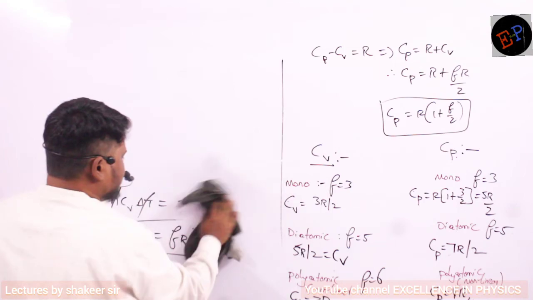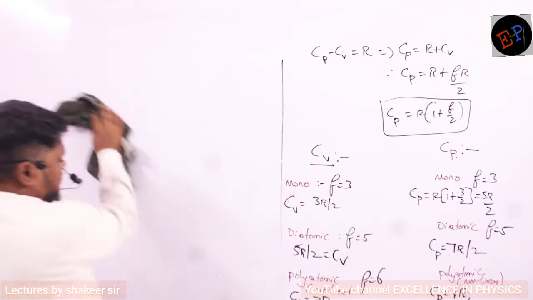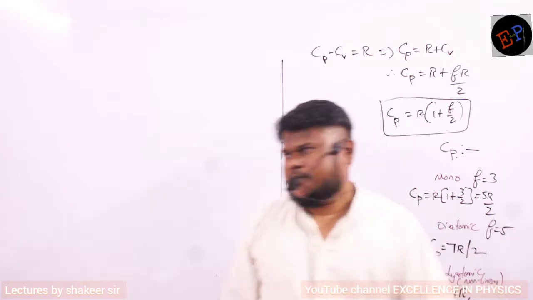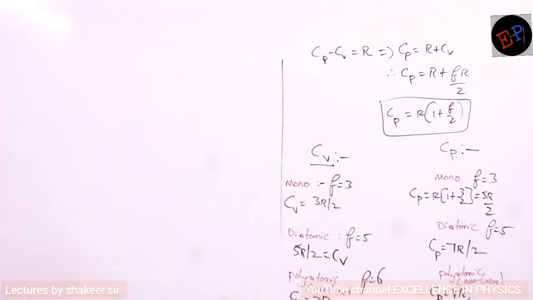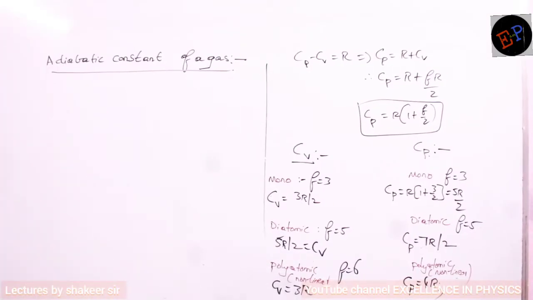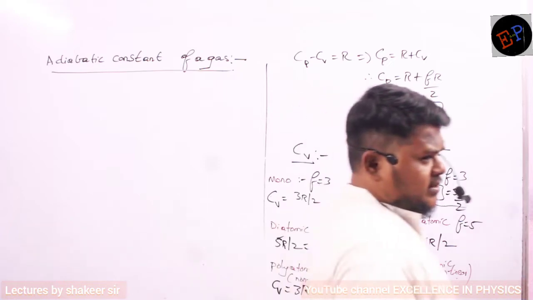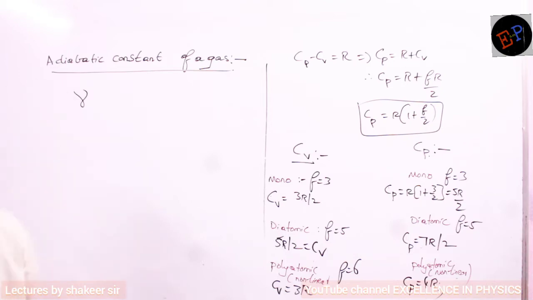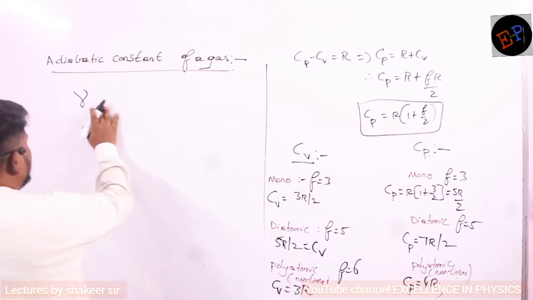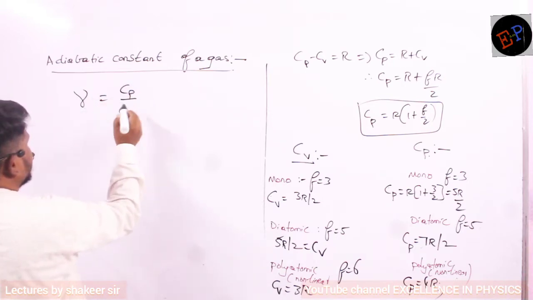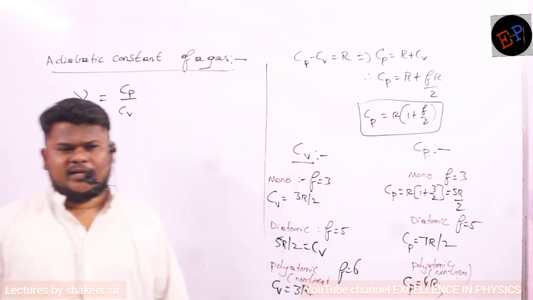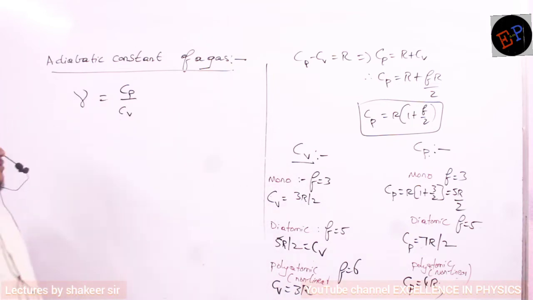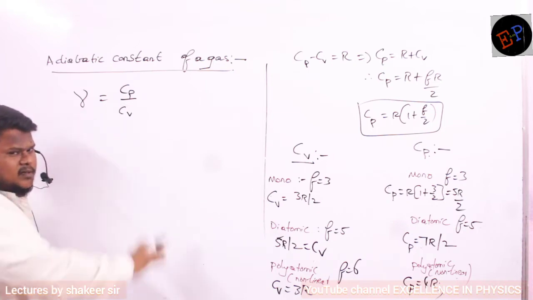So let us keep the next side heading: adiabatic constant. The next topic is the adiabatic constant of a gas. What is meant by adiabatic constant? It is represented by gamma. It is just the ratio of Cp divided by Cv. This ratio is called the adiabatic constant. So for a particular gas, the ratio of Cp by Cv is nothing but gamma.